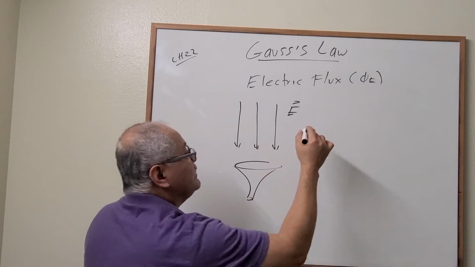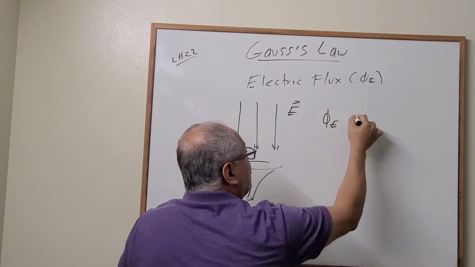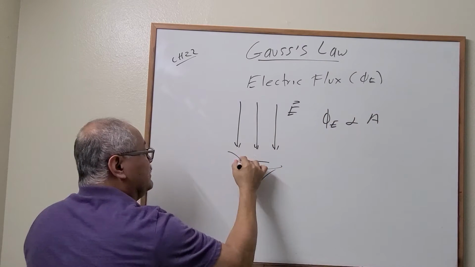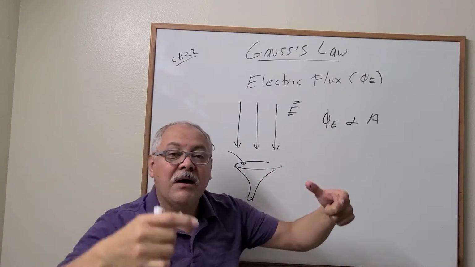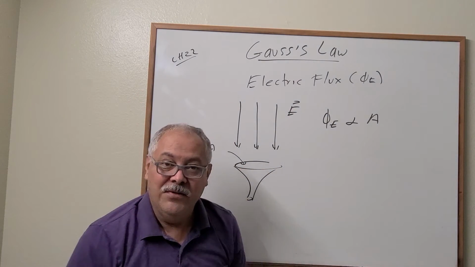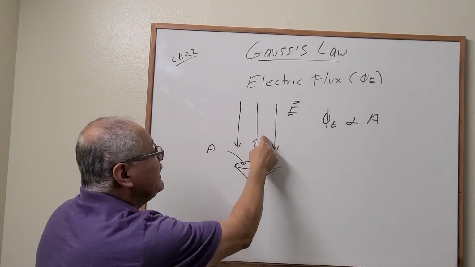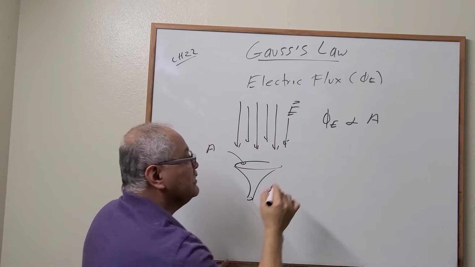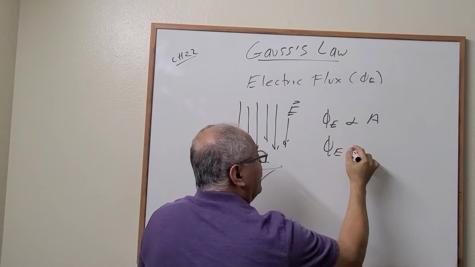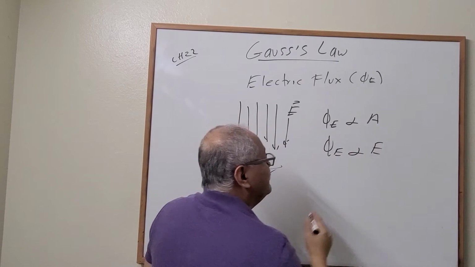Now this flux is proportional to the area of this funnel. This is the area. If we increase the area, we increase the amount of flux going through. Also, if we increase the intensity of the electric field, of course, the electric flux increases too.